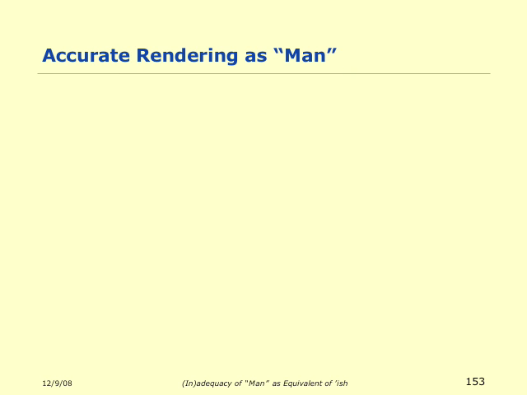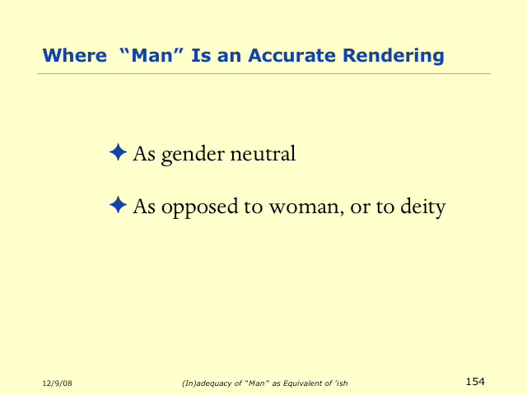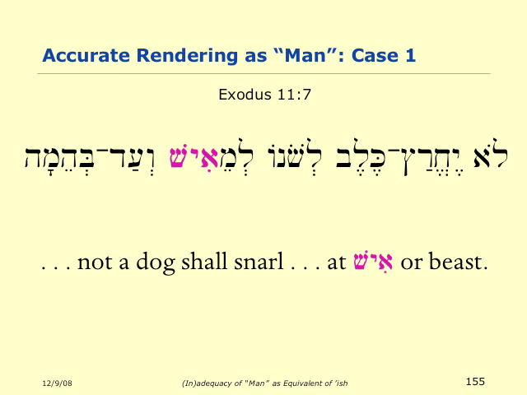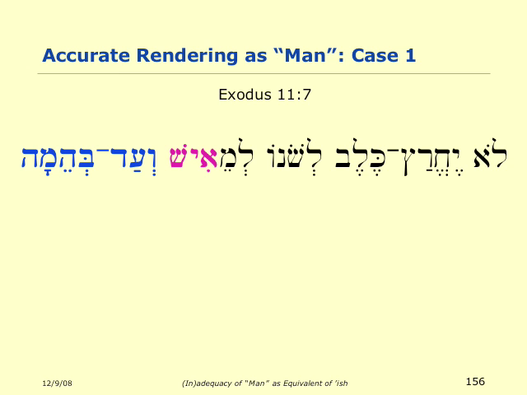Now, I do not mean to suggest that man is never an accurate rendering for ish. Its use is defensible in at least 2 situations. Consider where ish has a gender-inclusive sense and where man retains its original gender-neutral meaning. For example, in this case, from the Exodus story, ish points to a genus, and it is contextually counterposed with behemah, giving it a clear gender-inclusive force. Ish refers to all human beings, not only to men.